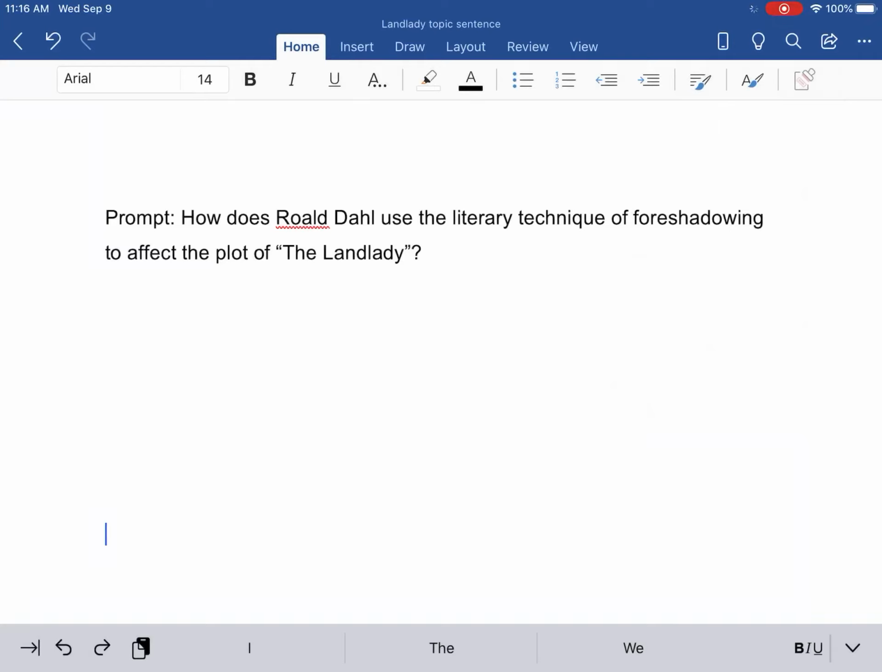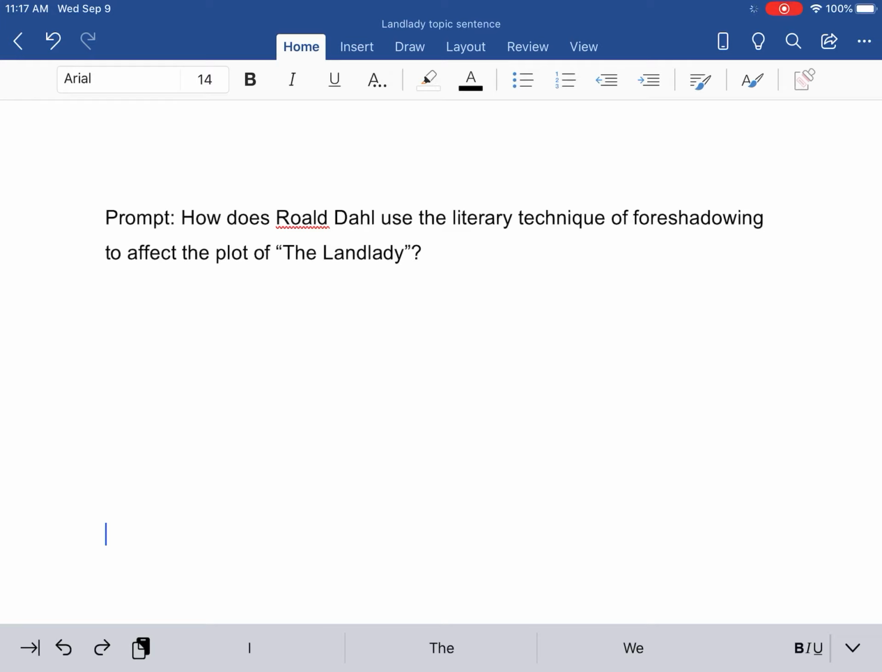Hi everyone. Today I'm going to model for you how to begin your first literary analysis, focusing on The Landlady that we just finished working with. The prompt that's given to you in the folder for today says, how does Roald Dahl use the literary technique of foreshadowing to affect the plot of The Landlady? So I'm going to answer that question as I write out my paragraph.